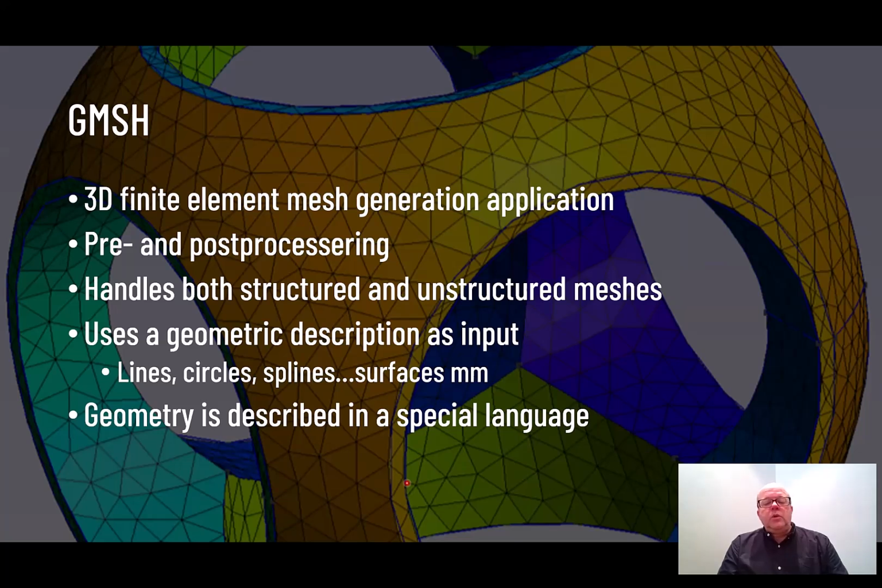It uses a geometric description language to define the geometry, lines, circles, splines, and surfaces, and so on. And what CalFEM does is generate that description for you. So you call functions on an object to define the different lines and circles instead of specifying them directly in that language. And when you are done with that, the mesh generation in CalFEM will automatically call Gmsh on the backend.